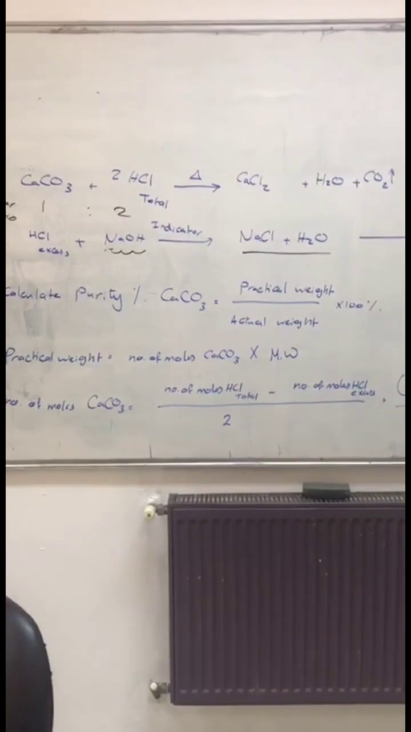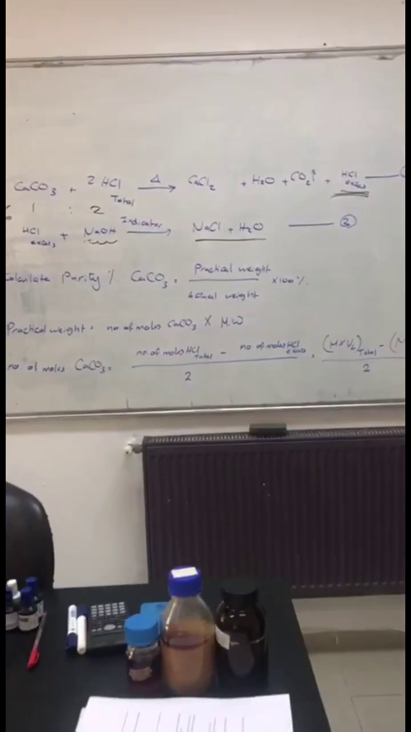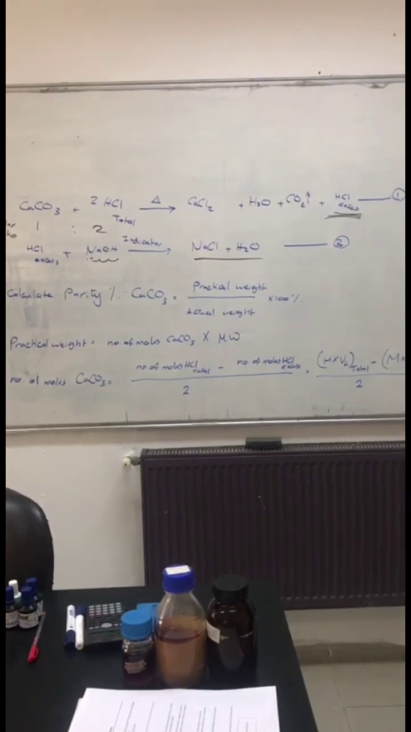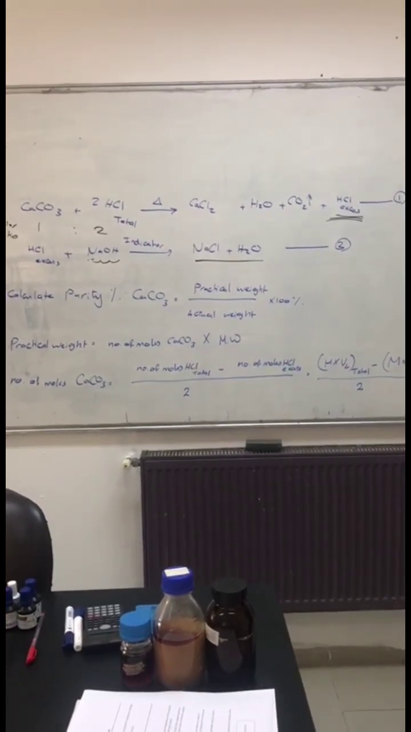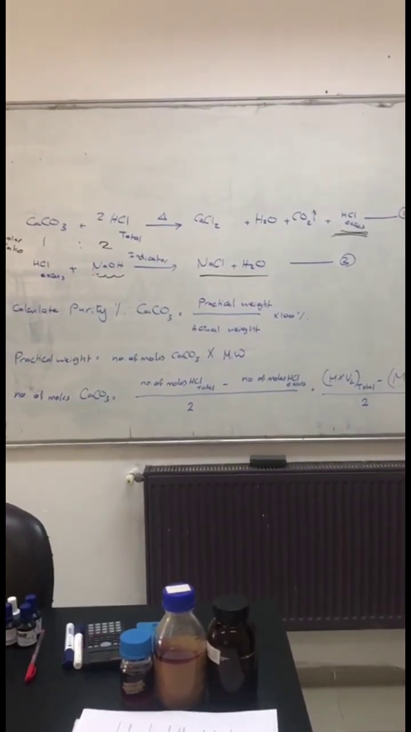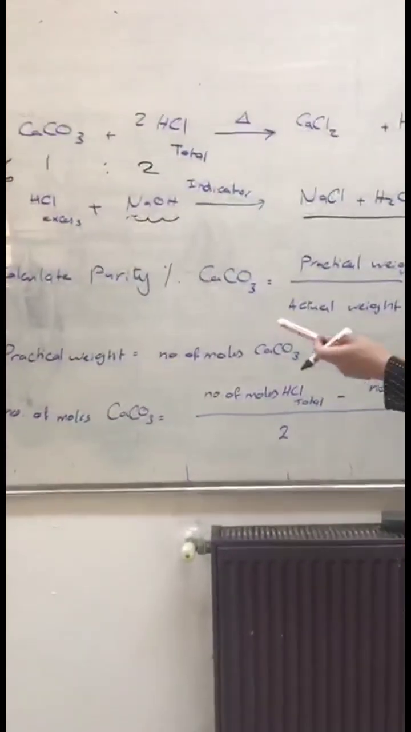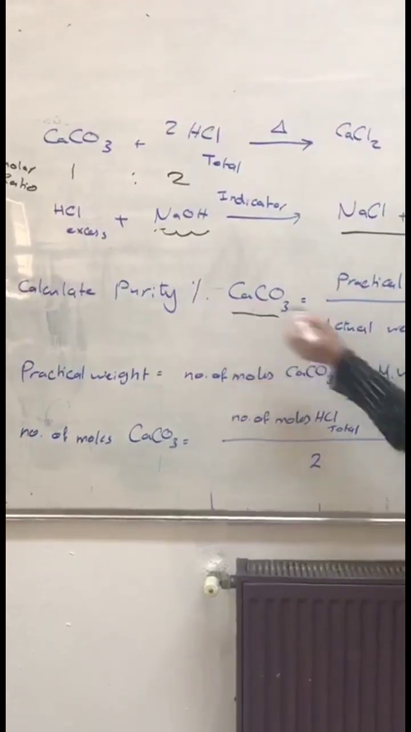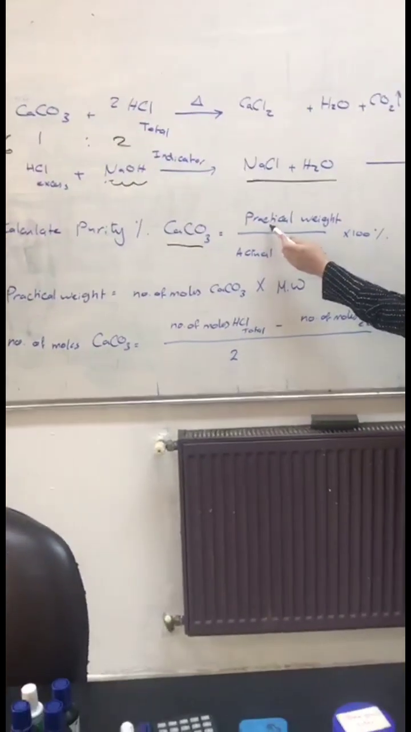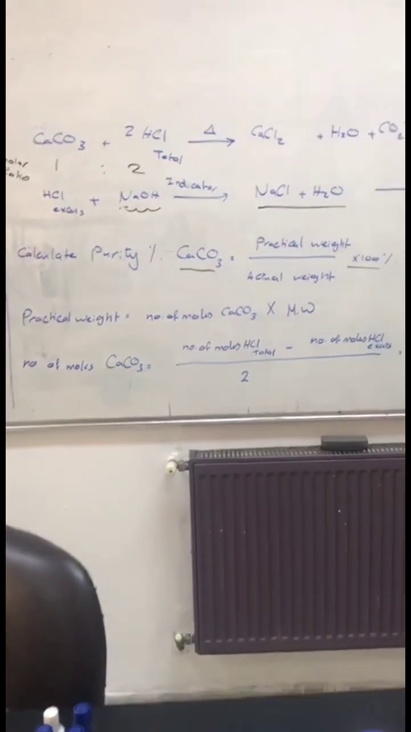So, to make a back titration, we have two equations. The first equation, which represents the back titration reaction, is accomplished by the total amount of the titrant for the analyte, and the second equation is a direct titration with a strong base or strong acid. After that, we calculate the purity of our analyte by calculating the practical weight over the actual weight multiplied by 100%.